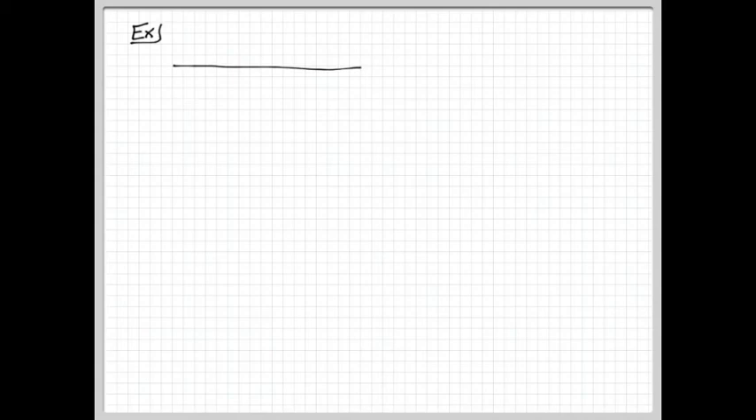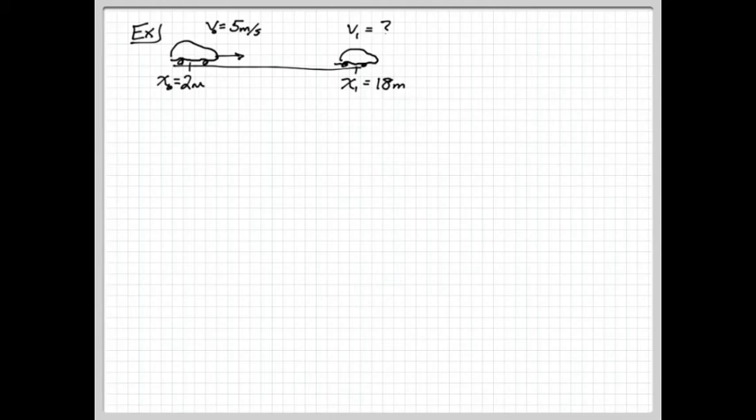Okay, so let's do an example of this. Again, we'll have the car. We'll say it's traveling with an initial velocity of 5 meters per second, and then it ends with a velocity of, well, we don't know. Let's say that's what we're looking for. We'll say it starts at a position of 2 meters, and it ends at a position of 18 meters. We'll say it has an acceleration of 3 meters per second squared. And for the time, well, we don't know how long this took. So there's two things we're going to solve for here.